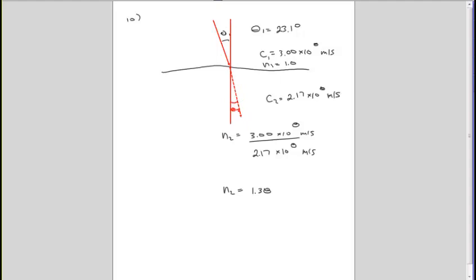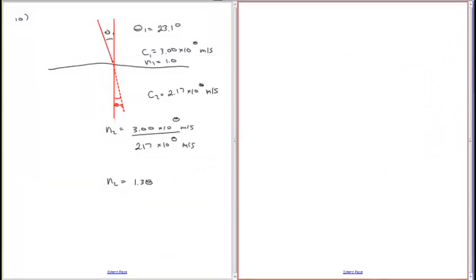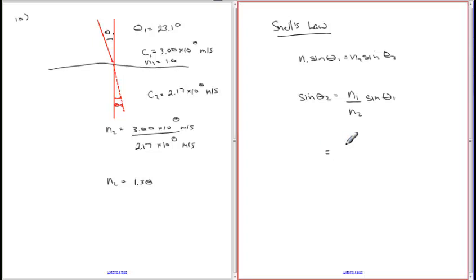So that's theta 2. And Snell's law says that n1 sine of theta 1 equals n2 sine of theta 2. So let's just write that down. Snell's law: n1 sine of theta 1 is equal to n2 sine of theta 2. So we know everything except theta 2, so we'll solve for the sine of theta 2, so we get n1 over n2 times the sine of theta 1. And n1 is 1, n2 is 1.38.